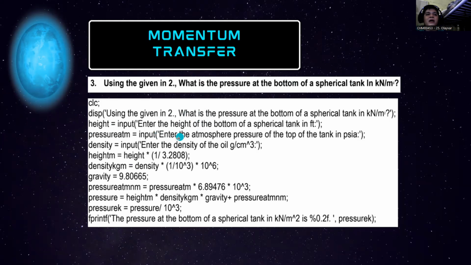After that, we will put the input data, where we will insert the necessary data in order to get the results. After that, we have the formulas. We have lots of formulas here, lots of constants. First, we will convert the height into meters. After that, we will convert the density into kilogram per cubic meter.